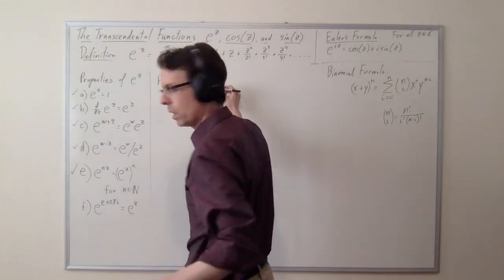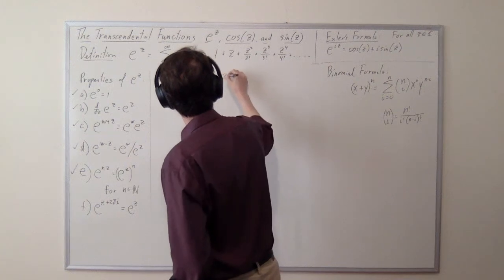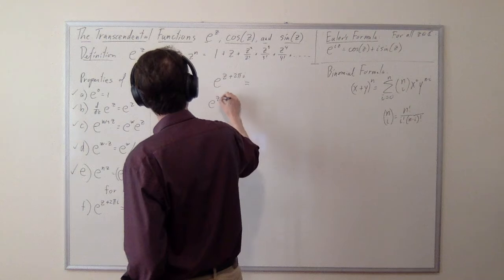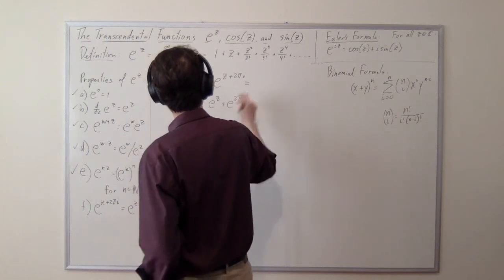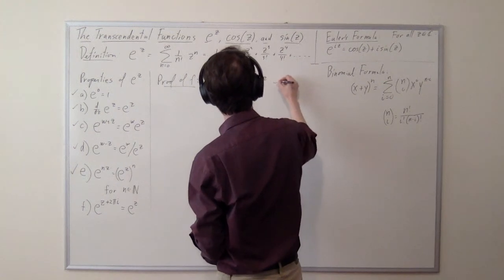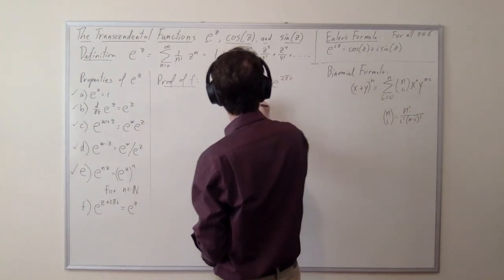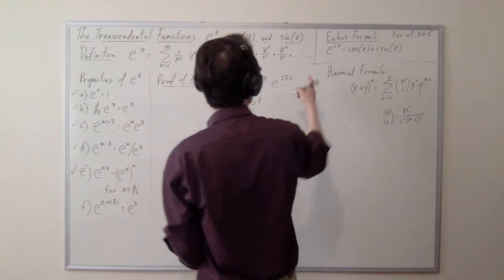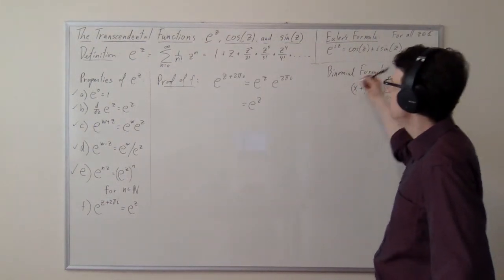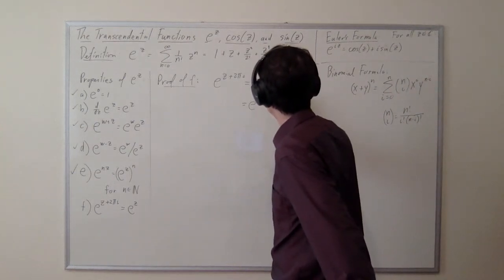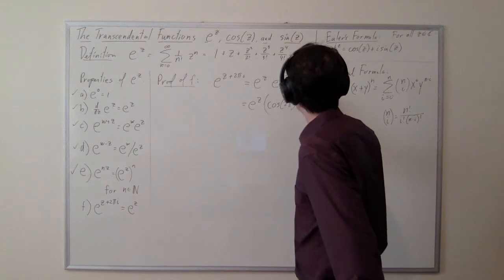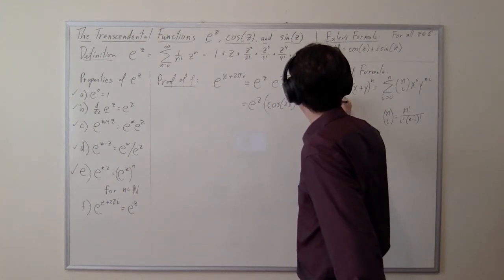All we're doing here is we're taking e to the z plus 2 pi i, and that's going to be e to the z times e to the 2 pi i. No, not plus. E to the z times e to the 2 pi i. And then what is e to the 2 pi i? Well, Euler's formula tells us what e to the 2 pi i must be. It must be cosine of 2 pi plus i sine of 2 pi.